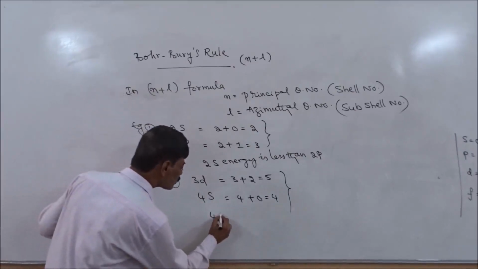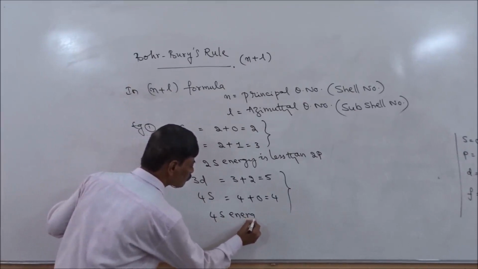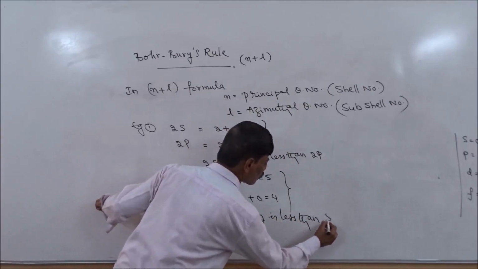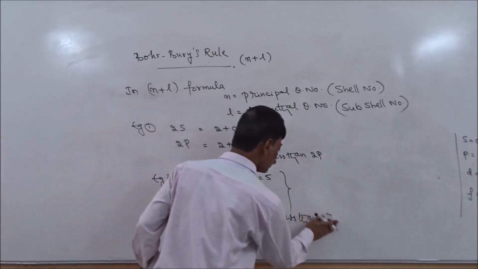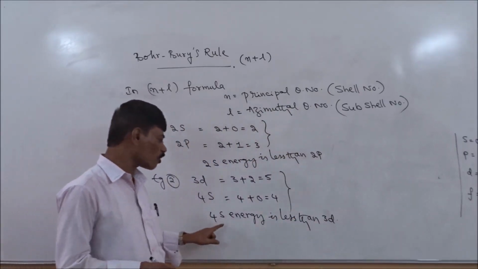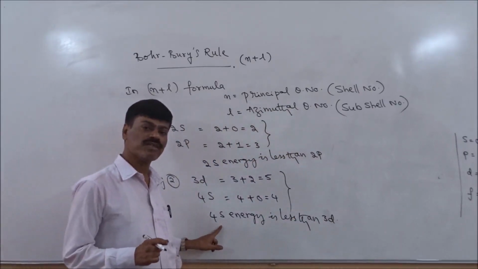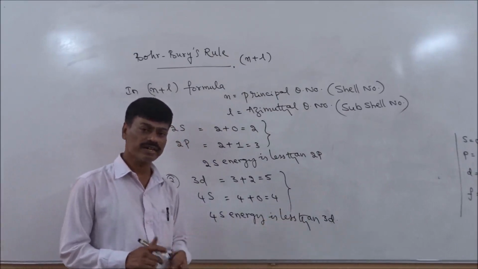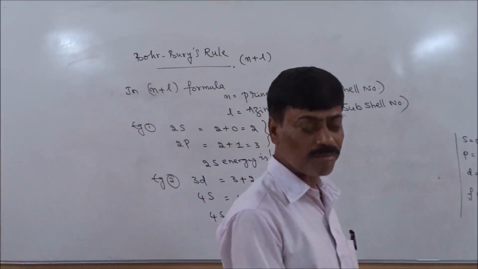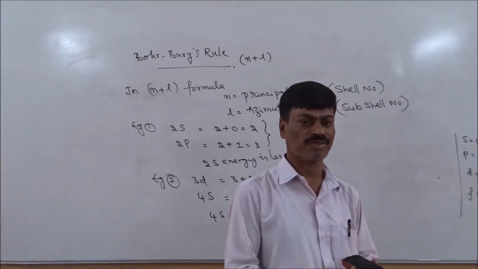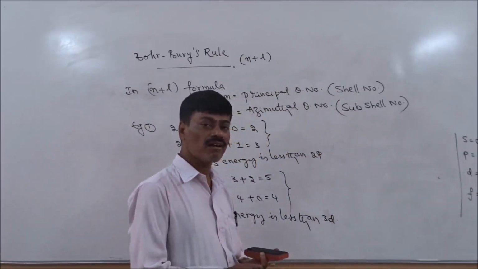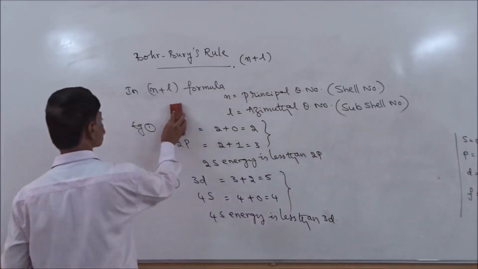So 4s energy is less than 3d. That means the electron will enter into 4s. Once it is filled, then the electron will enter into 3d. That is the synopsis of this rule. Now we will take one more example wherein energy values are the same. In that case, what should be taken into account to decide the entry of the electron? Let us see that example also.